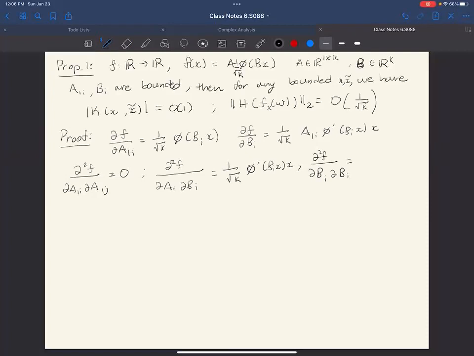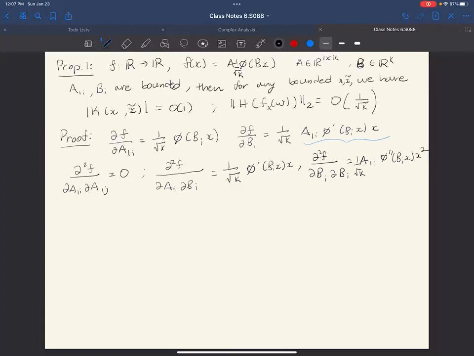Similarly, if we take the partial derivative of b_i with respect to b_j for any i not equal to j, this would just be 0, because we don't have any b_j terms appearing here. But if we take the second derivative with respect to b_i and then b_i again, this is going to be 1 over root k a_1i phi double prime of b_i x times x squared.